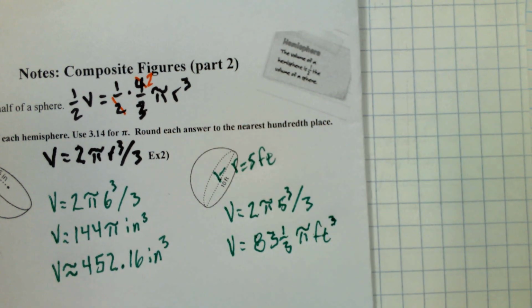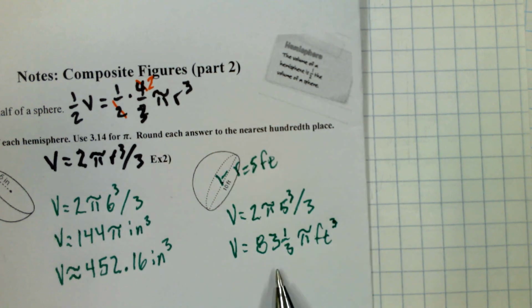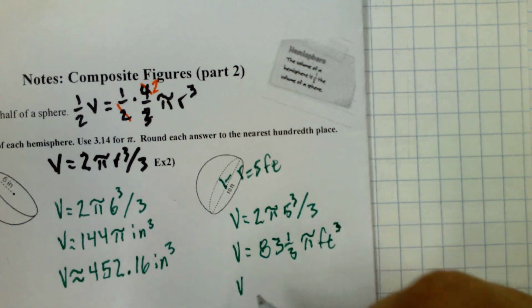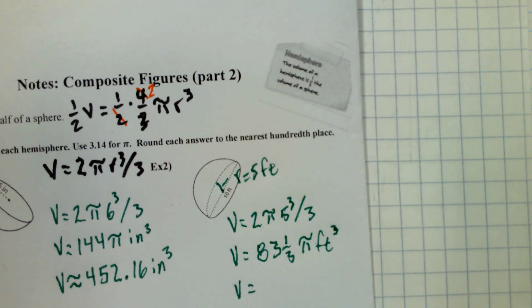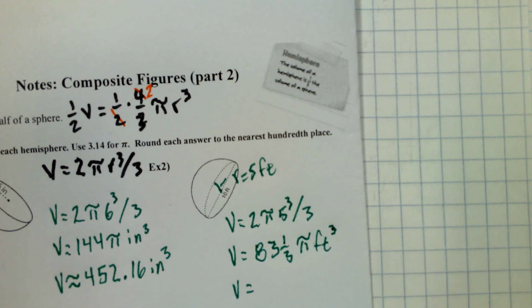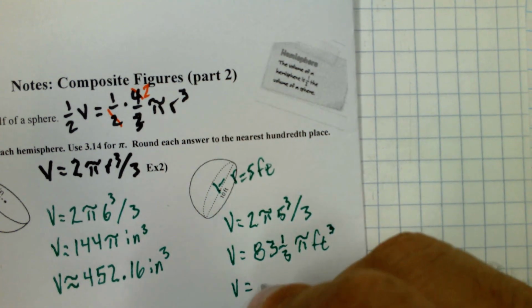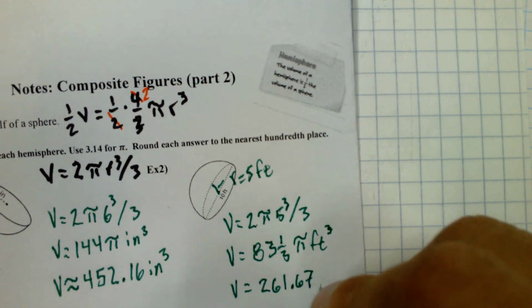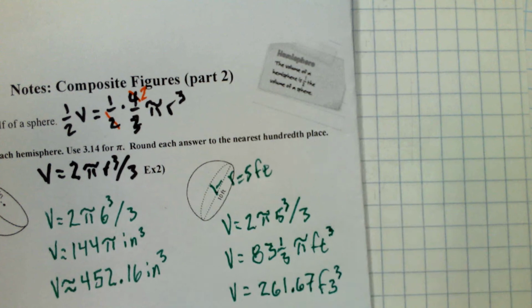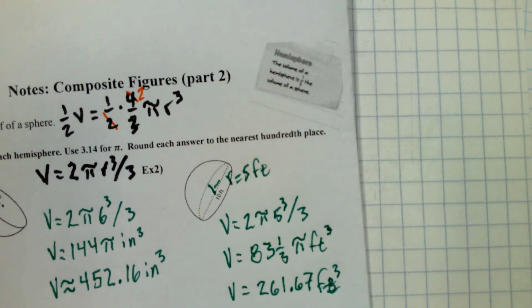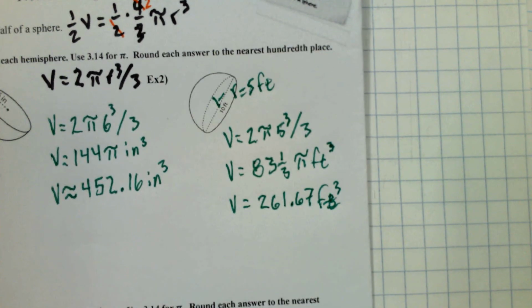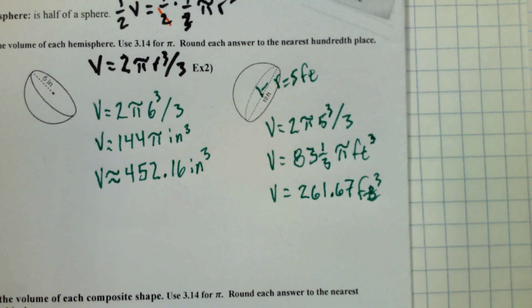Okay. And then let's multiply 83 and 1/3 by pi, which we're using 3.14. Okay, so let's make it 261.67 cubic feet. All right, so that's a hemisphere. We're going to use that right away. I don't think we need to do a whole bunch of these. Maybe we'll just do 2.